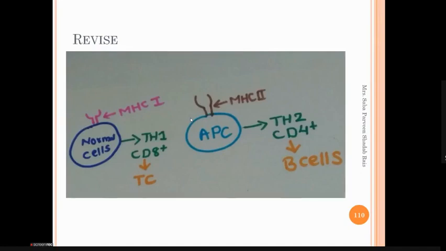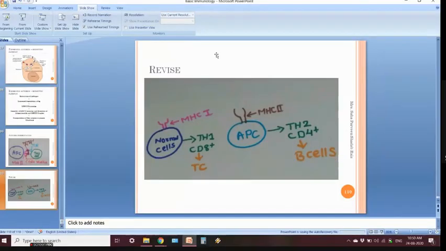Now what is the role of the B cell? To form the humoral immune response, meaning to design the antibody. So this is all about antigen presentation and antigen processing. So at this note we'll stop today.